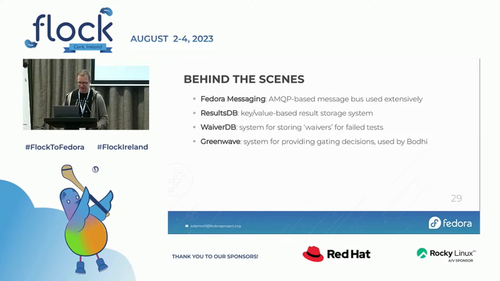ResultsDB is where we keep the results. Both Fedora CI and OpenQA file their results in ResultsDB, which is part of Taskatron. So Taskatron is still with us. WaiverDB is where the waivers live, which is just a really simple database of waivers with a JSON interface. It's very simple.